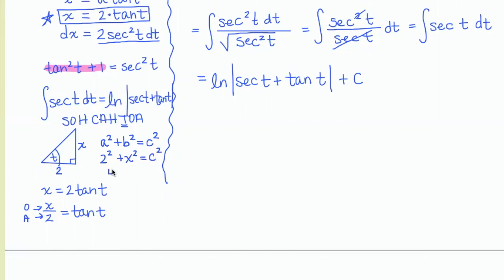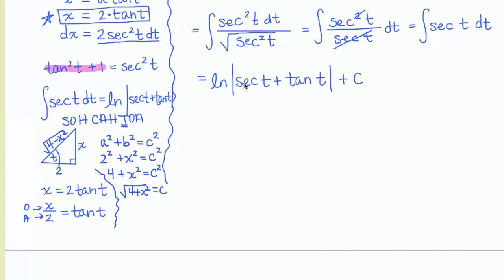So I get 4 plus x squared is my c squared. And I finish by taking the square root. So I get the square root of 4 plus x squared equals c. So that's the correct label for the hypotenuse side. Now, why am I interested in that? Because I now can write any trig function I want to in terms of t by using this reference triangle.